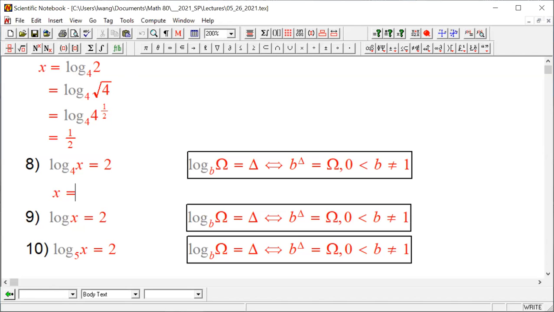What is the answer to number 8? Alan, do you have an answer to that? 2 squared. But our base is 4. Did I copy the question right? Yeah, our base is 4. Are you sure you get 2 squared?